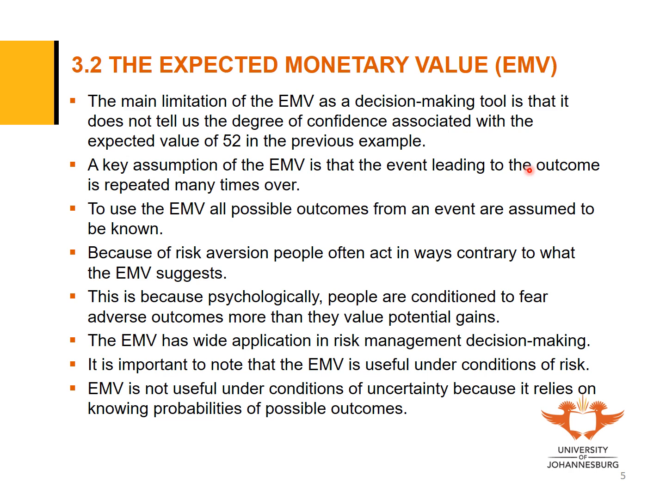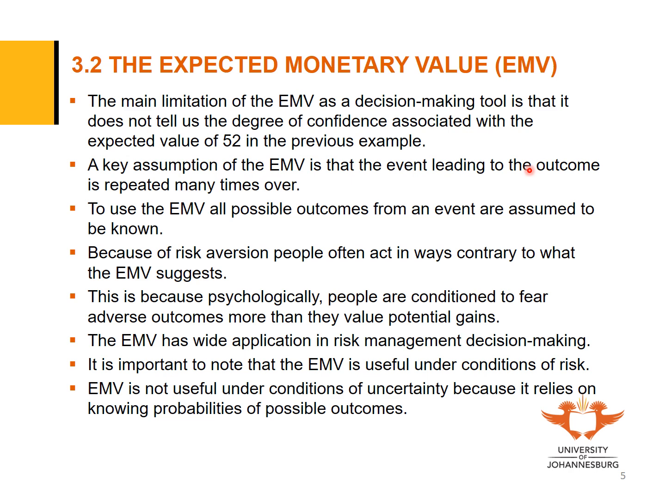Okay, so like any other tool, the EMV, or expected monetary value, also has limitations as a decision-making tool. We can't tell with absolute certainty, or with what degree of confidence, the expected value of 52 comes, and so it still comes down to a certain level of chance within the organization. A key assumption of the expected monetary value is that the event leading to the outcome can be repeated many times over, and with this repetition you get the different possibilities of the different outcomes. To use expected monetary value, all possible outcomes from an event are assumed to be known. Right, so this is a big assumption. Therefore, we say you will use all tools with the caution that is needed.